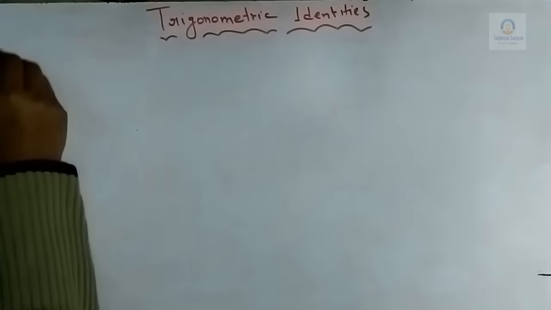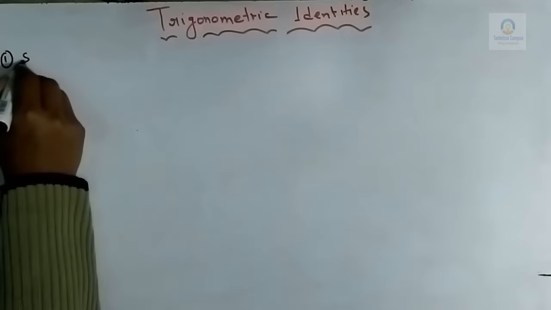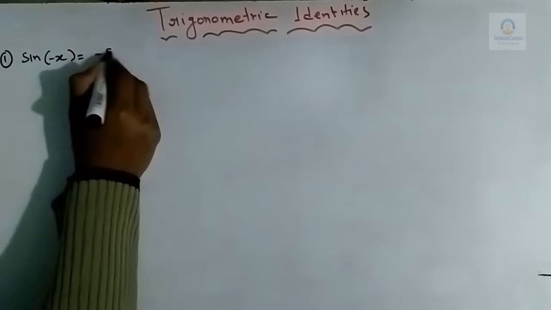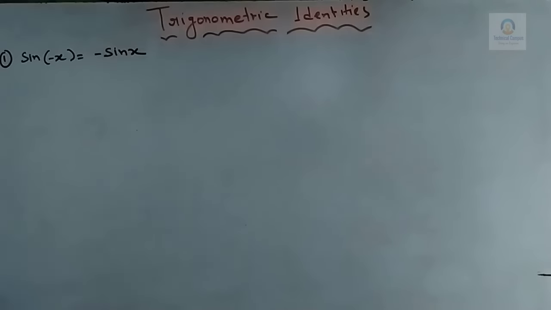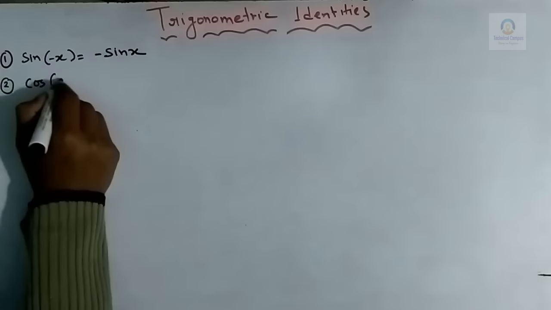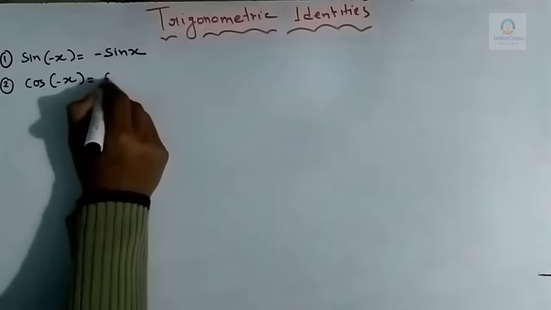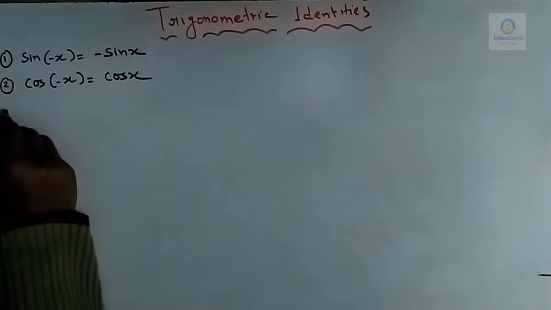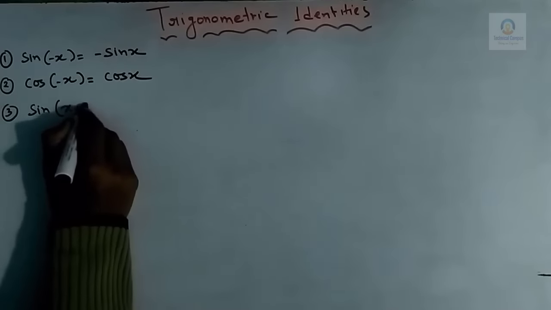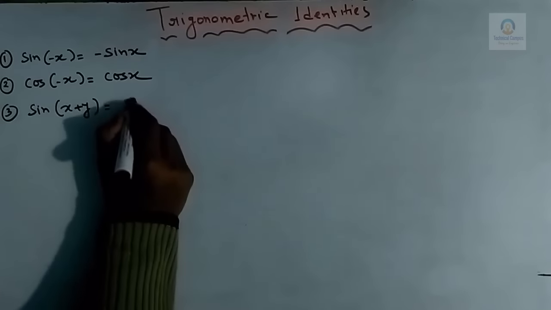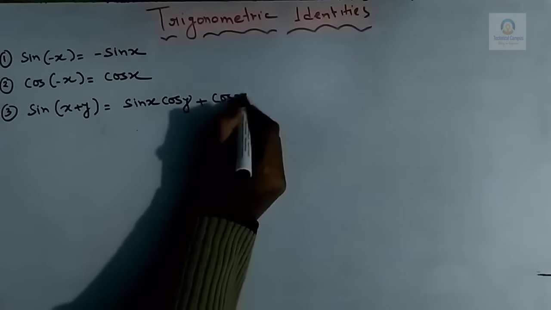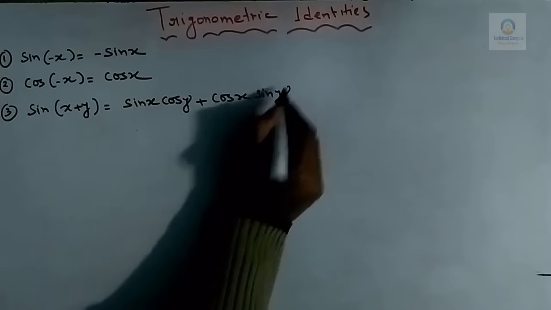So the first formula is sine of minus x is equal to minus sine x. Okay, so let us quickly revise all these trigonometric formulas. Cos of minus x is equal to cos x. Sin of x plus y is equal to sin x cos y plus cos x sin y.